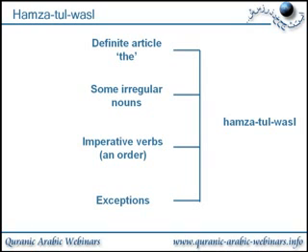So we're going to divide this up into 4 different sections. Firstly, something called the definite article, which in English is the word "the". We're going to have something called irregular nouns. And we've got what are called imperative verbs, which is effectively verbs that are commanding or ordering, normally a second person, to do something. And then we've got exceptions to all these rules. So we're going to break these down one by one.